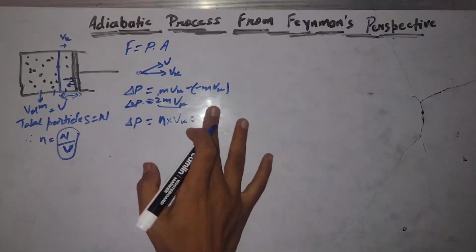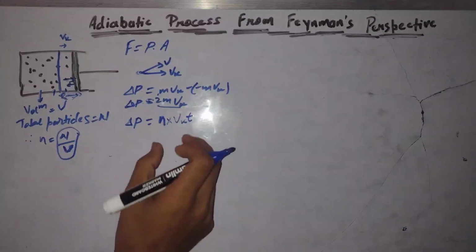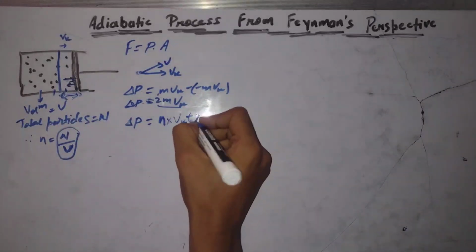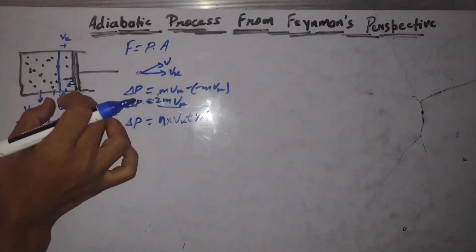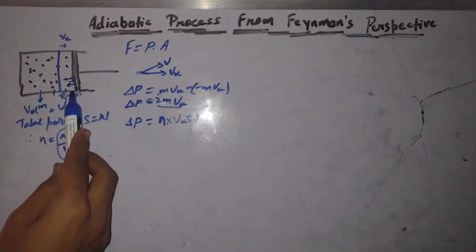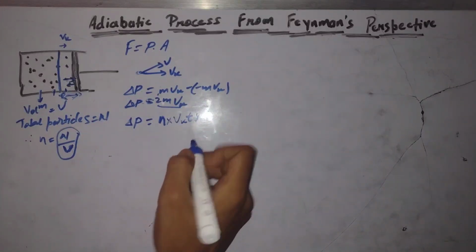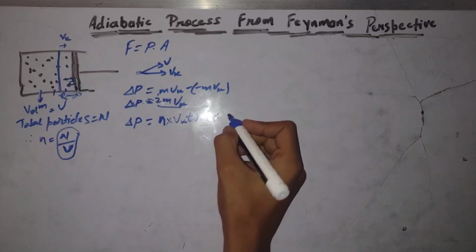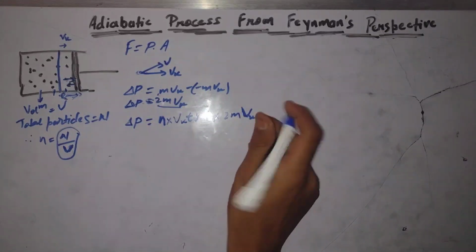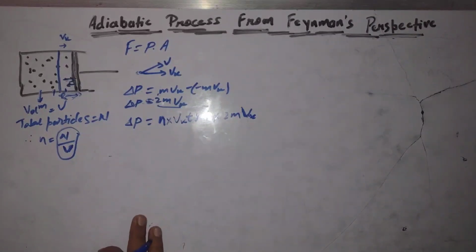Now let me write it more accurately here. This is vxt. These are all the number of particles, and if you multiply it by area, we are covering this whole volume. So the molecules in this whole volume will hit the piston. Okay, so these are the number of all molecules that will hit. We are multiplying it by the momentum of one molecule, so to get the net momentum change. Okay, that's the change in momentum.